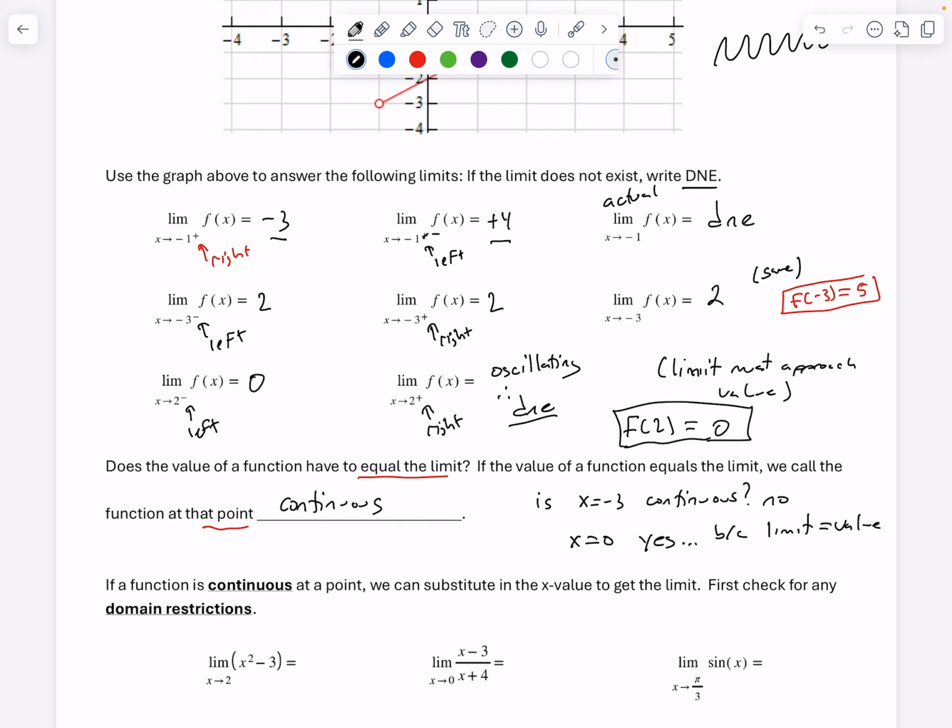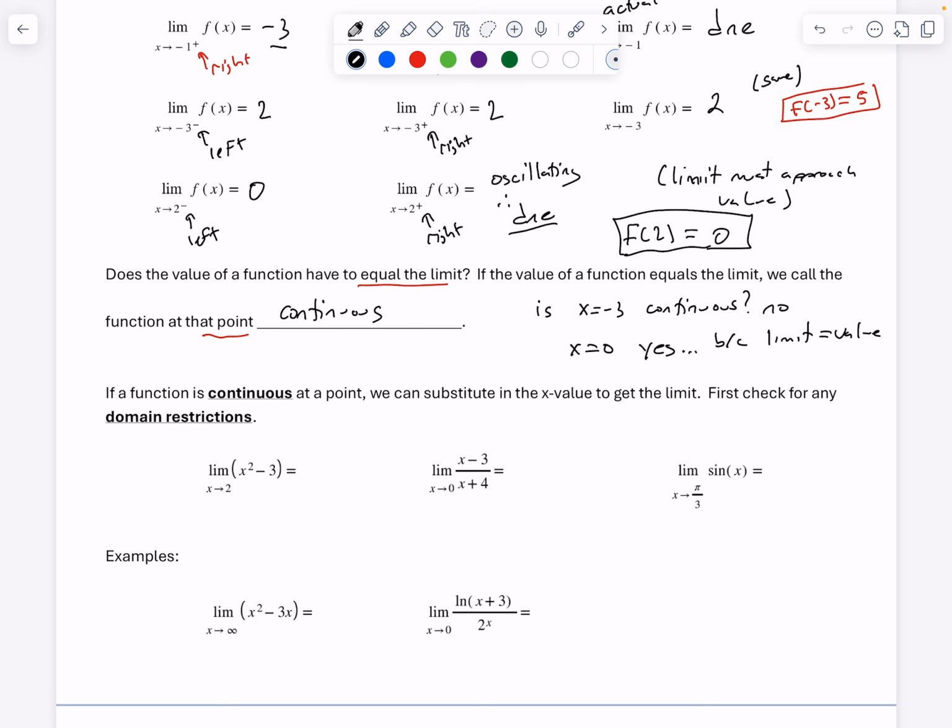Very easy to do. All right, so we like continuity because if we know a function is continuous, we can actually just substitute in. So if we know that a function is continuous, we can substitute x to get the limit. First, you want to check for any domain restrictions, okay? Remember, domain restrictions are very simple. You cannot divide by 0. No division by 0. And no negatives under an even root. You can't take the square root of a negative. We don't want to deal with imaginaries right now. That becomes too complex for us.